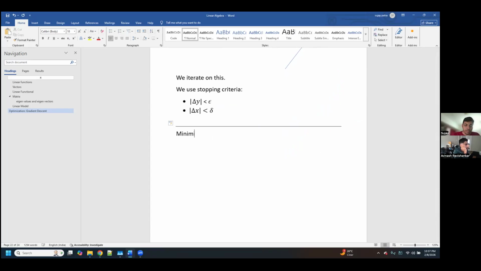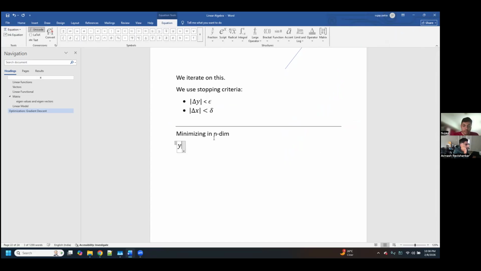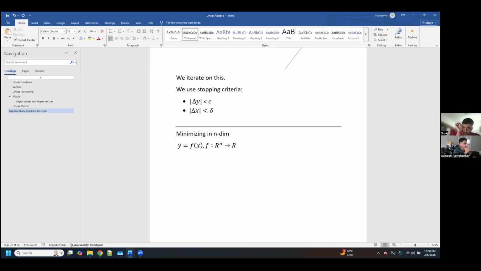So let's say I'm minimizing in n dimensions. What that means is I have y equals f of x, where f is a function from R^n to R. So basically x is n-dimensional and the output is one-dimensional. This is the function we are solving.